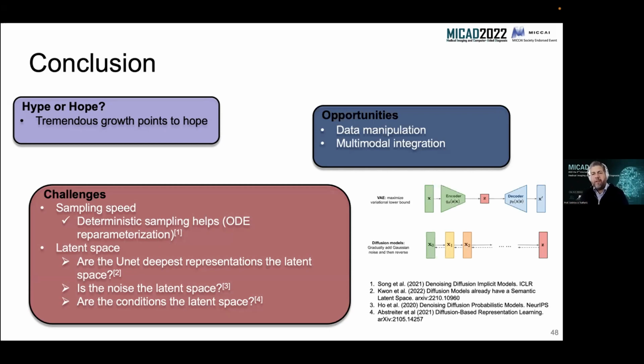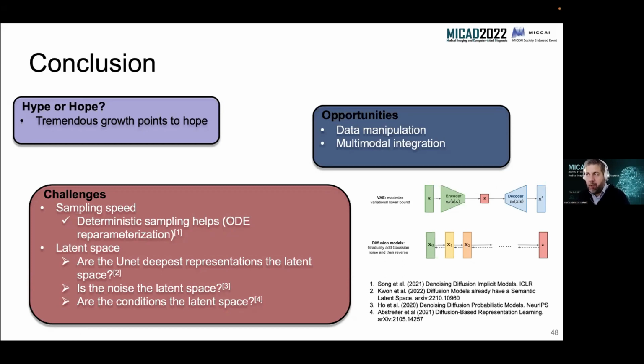It's not very clear where the latent space is. In a traditional VAE, we have very clearly that this is the latent space, the bottleneck, right? But what is the latent space? If I use a UNet, is this the deepest part of the UNet, the bottleneck at the bottom? Is it the noise in the latent space, the Z? Are the conditions the latent space? In all of these, somebody has done some work to show that they're a good alternative or not, but it's not very clear where the representations are.